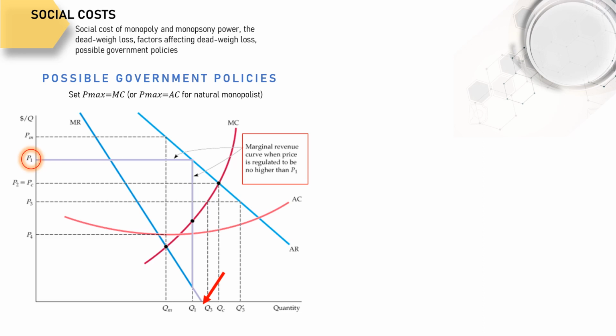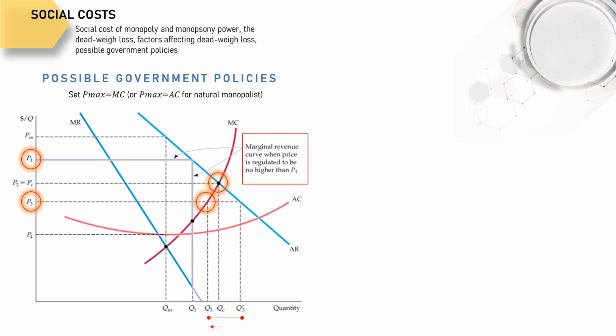And the question is, is it the best policy for the society? Well, the answer is no, because the price can be set lower until P2, which is when demand intersects marginal cost, or when price equals marginal cost, just like in the competitive market. Lowering the price further to P3, for instance, reduces output to Q3 and causes a shortage, Q'3 minus Q3, here. So setting the ceiling price equal to MC is the best.